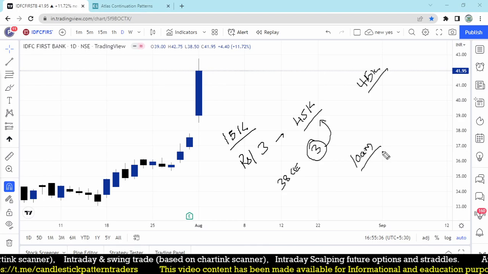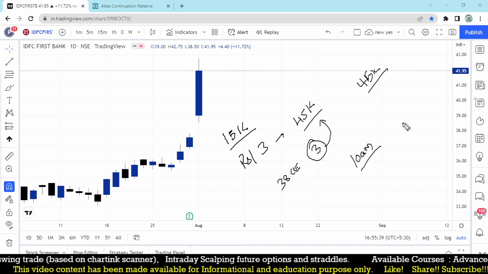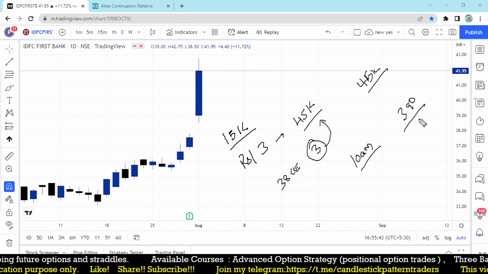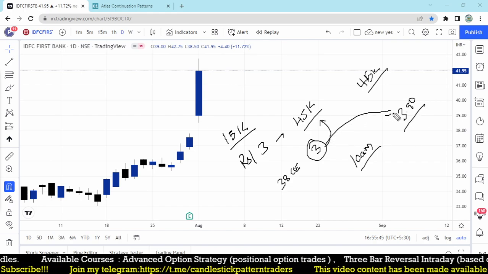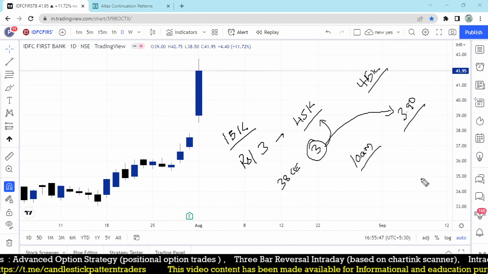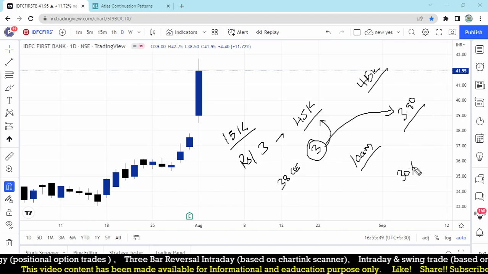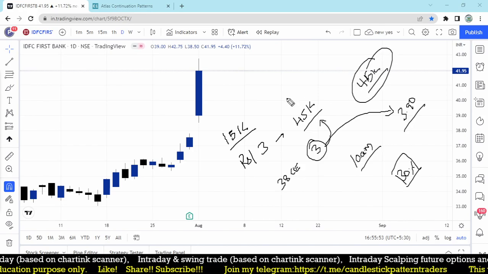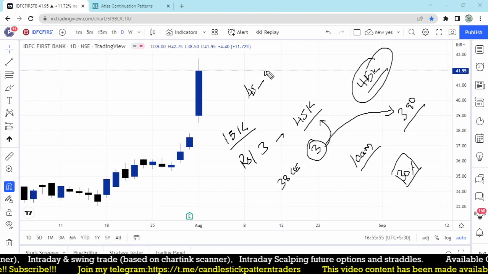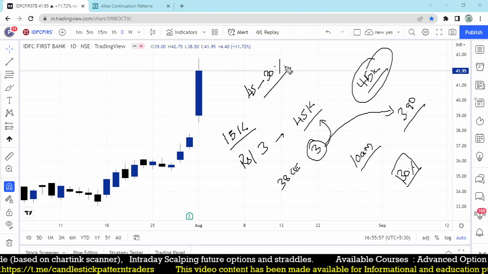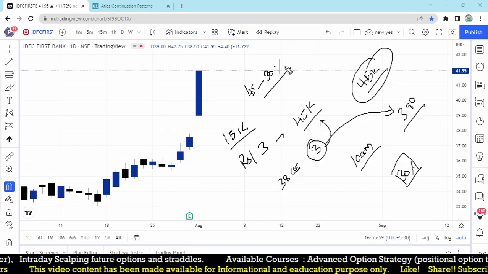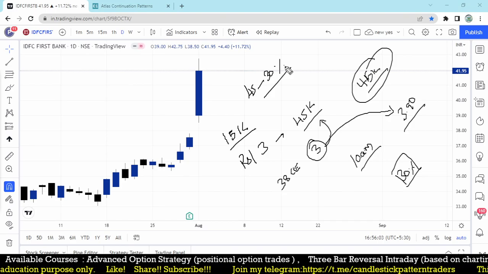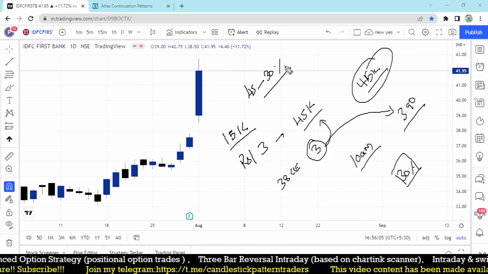Before 11 or 11:30, it went up to 3.9. So from 3 rupees it went up to 3.9, which is around a 30% return on my investment. For 45,000, I got a 30% return within a day, or within an hour's time. I got a 30% return in option trading. It's a huge amount, right?